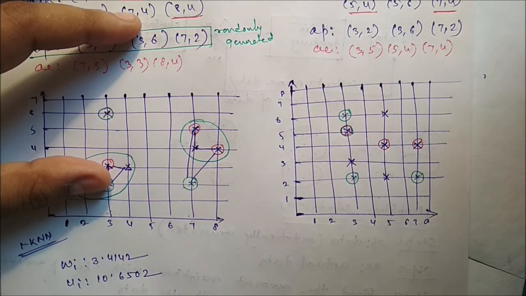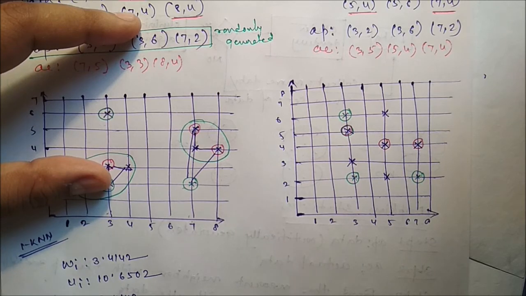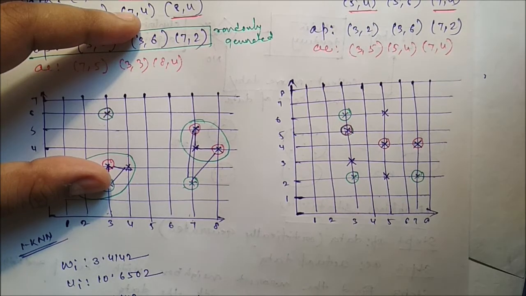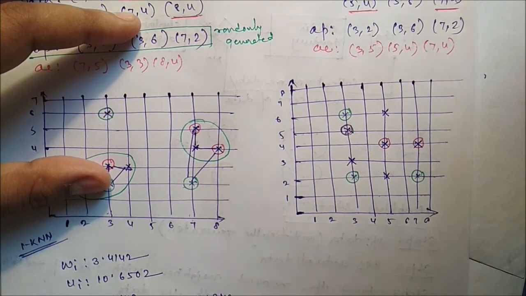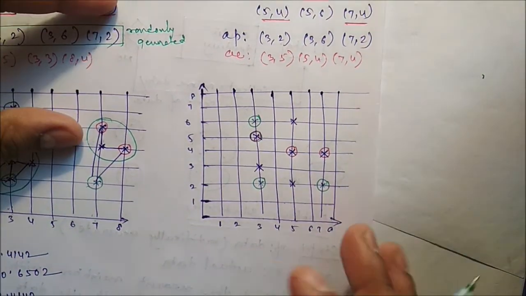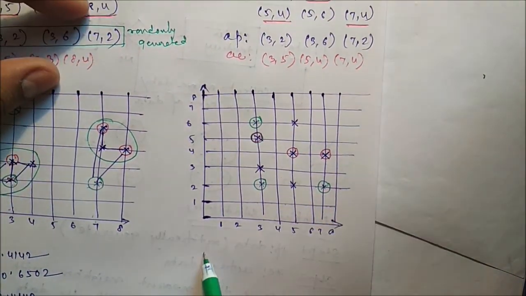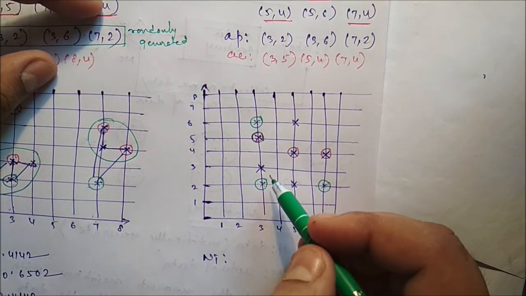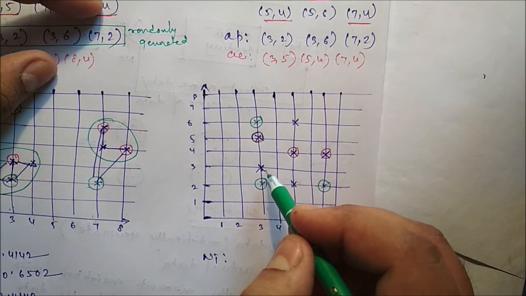And if you calculate the H, what is the H? It is the summation of Wi divided by the summation of Wi plus Ui, that is 3.4142 divided by 3.4142 plus 10.6502, which is 0.2437. Now, first of all you have to calculate Wi, the distance with the actual points. The actual points were what? These are the actual points, so you have to calculate the distance.